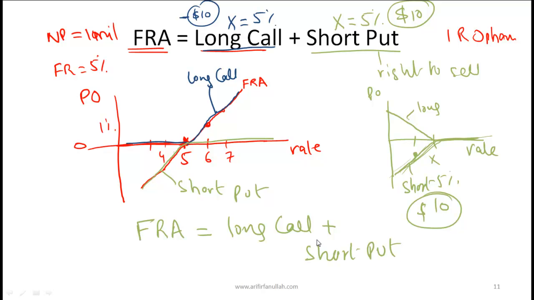Now, even if you don't fully remember this whole explanation, as long as you remember this simple equation, a forward rate agreement, and remember implied over here that this is a long position in a forward rate agreement. So the forward rate agreement is equal to a long call, so a long position in an interest rate option, plus a short position in an interest rate put option.